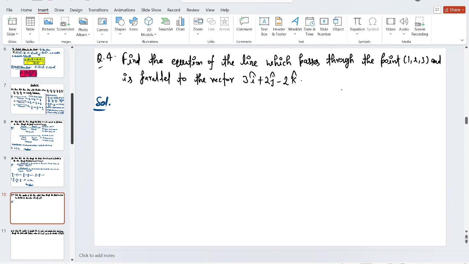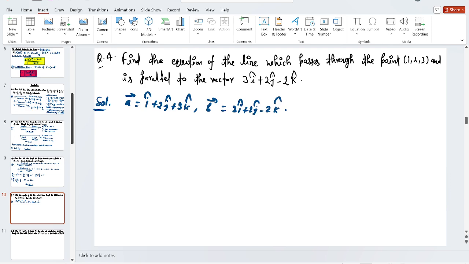So here you see that the point, we write its position vector like this, is vector A. This is x1 i cap plus y1 j cap plus z1 k cap. This is 1 i cap plus 2 j cap plus 3 k cap. And what is B? This line is parallel to this vector, so this is vector B: 3 i cap plus 2 j cap minus 2 k cap.